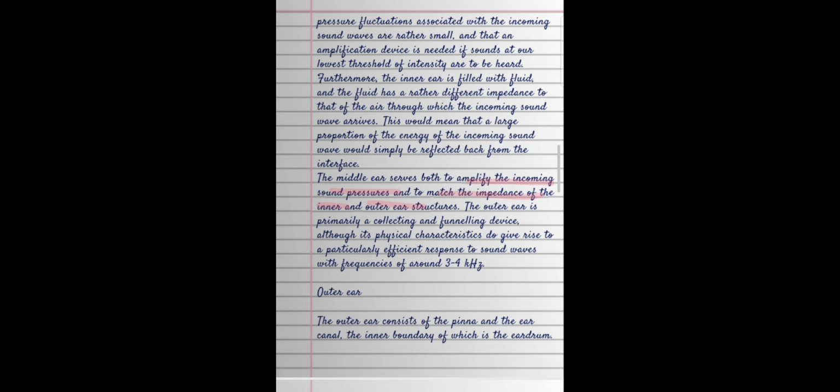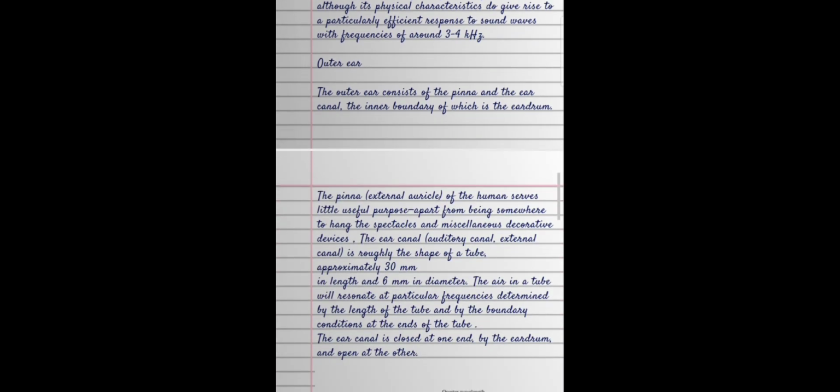Let's study the detail of the outer ear. The outer ear consists of the pinna and the ear canal, the inner boundary of which is the eardrum. The pinna, the external auricle of the human, serves little useful purpose apart from being somewhere to hang earrings, spectacles and miscellaneous decorative devices.